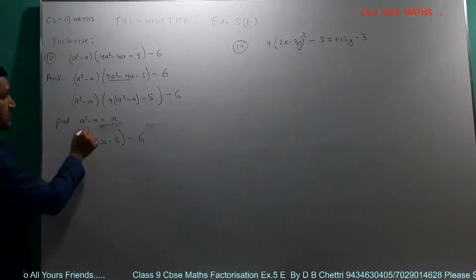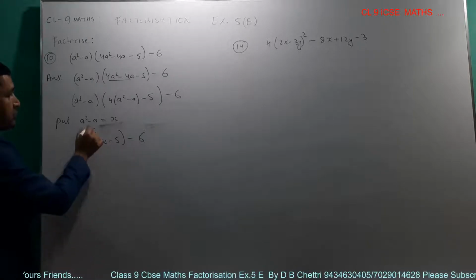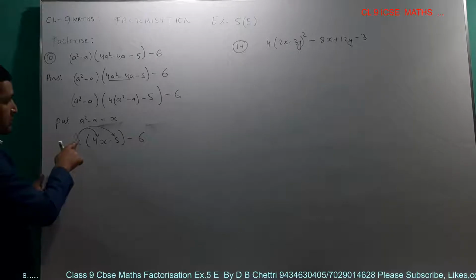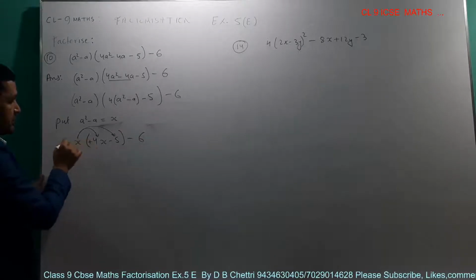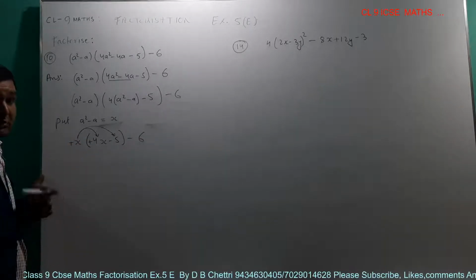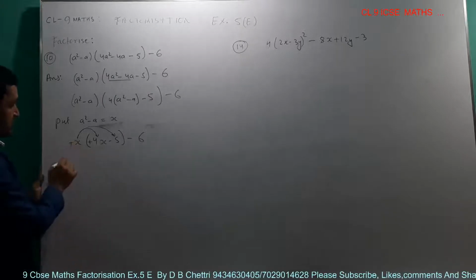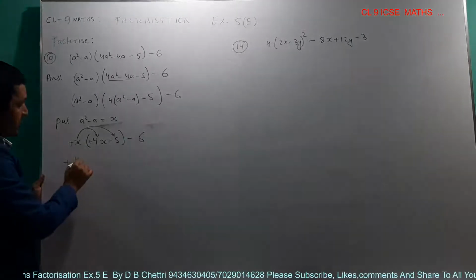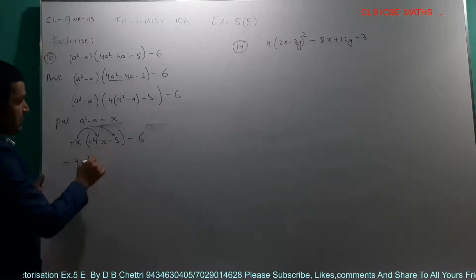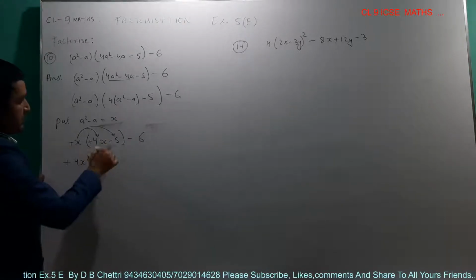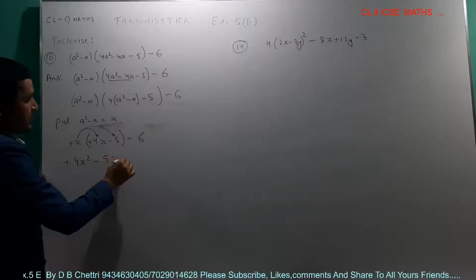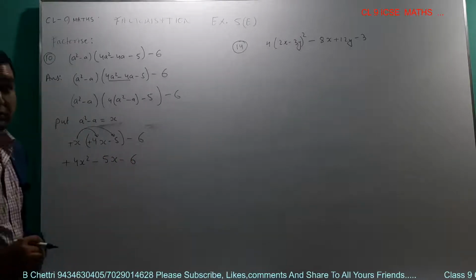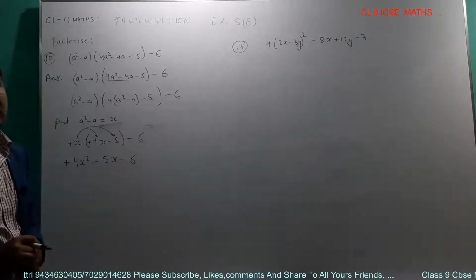Then take this x and multiply it to both. There is always a sign in front of the number; where there is no sign, it means a plus sign. Plus multiply plus is plus. x multiply x is x square, plus multiply minus is minus. 4 times x is 4x, minus 5 x, minus 6. Now the expression has been converted into trinomial form.